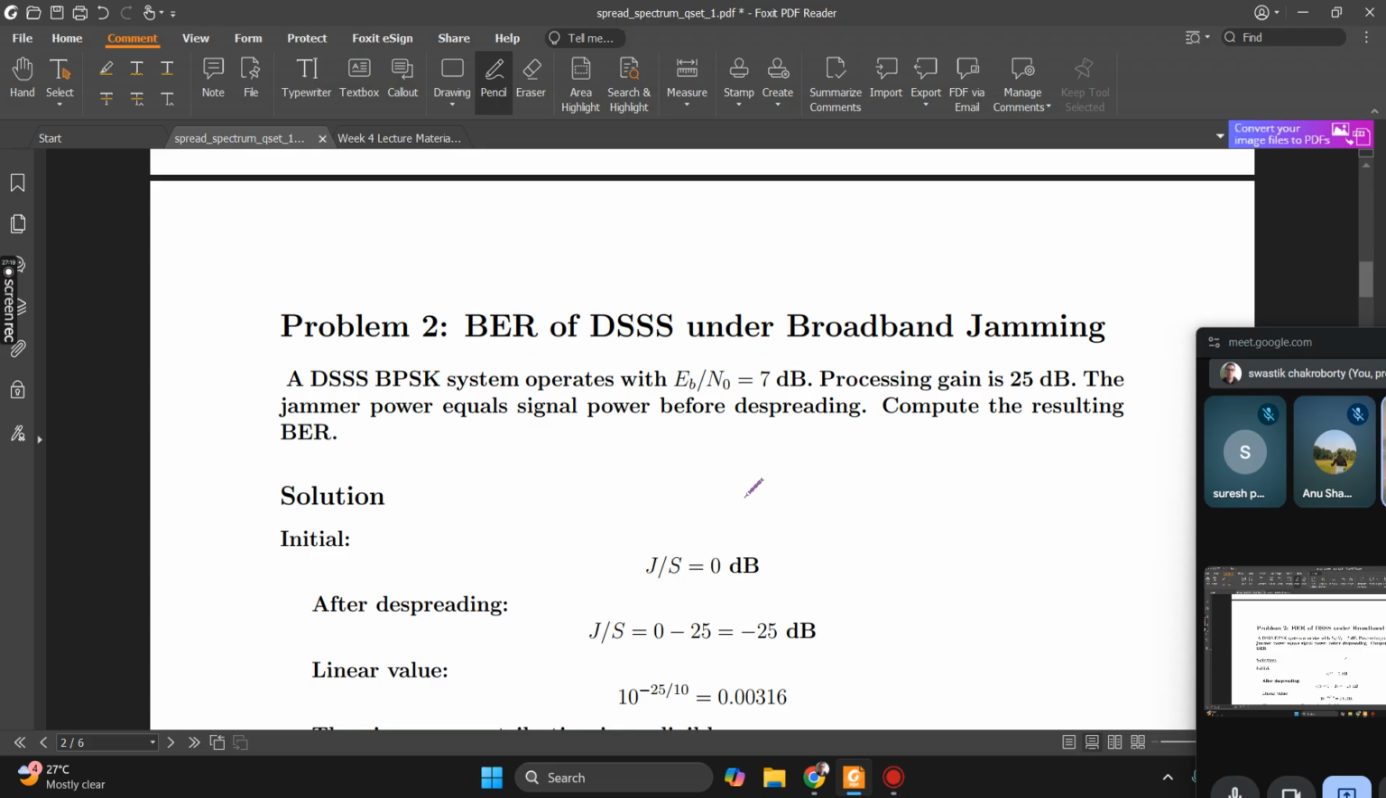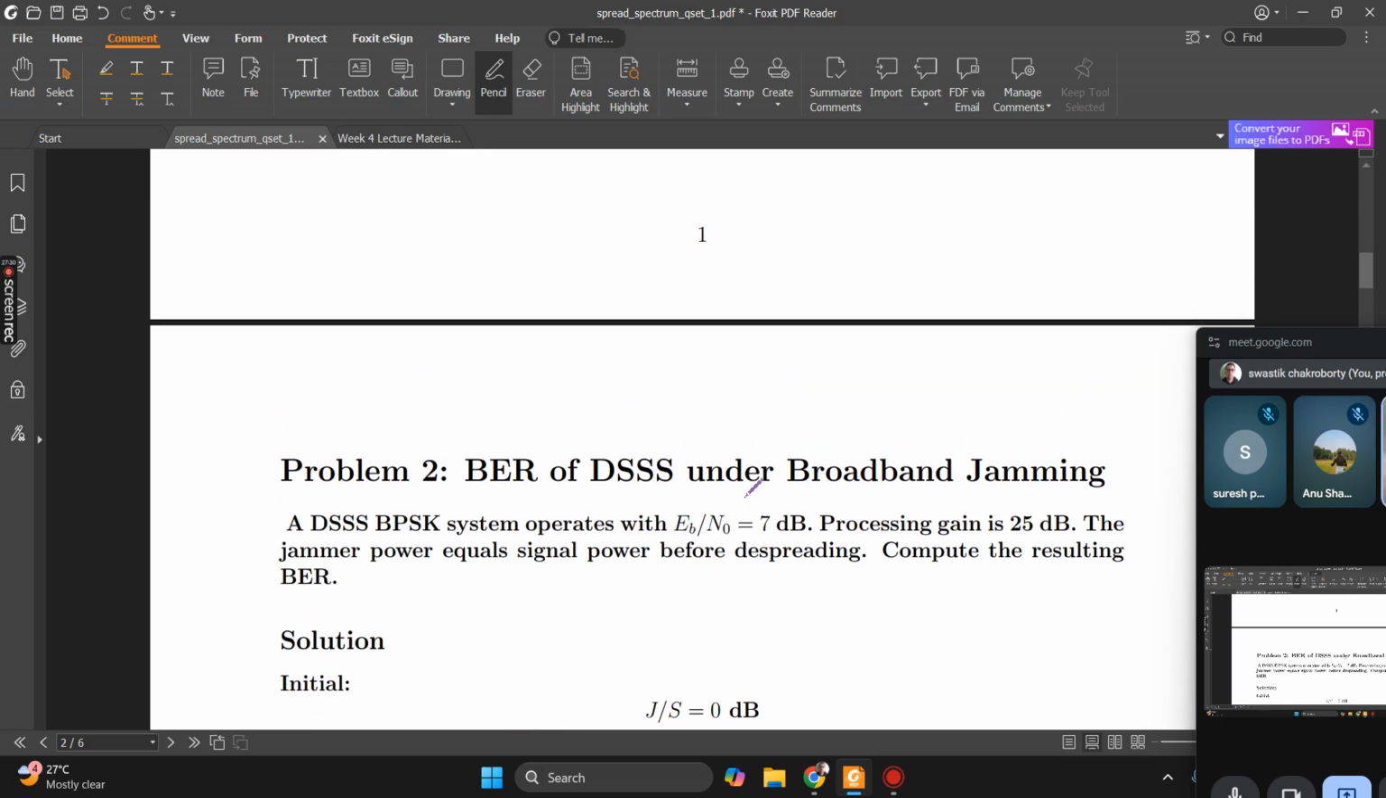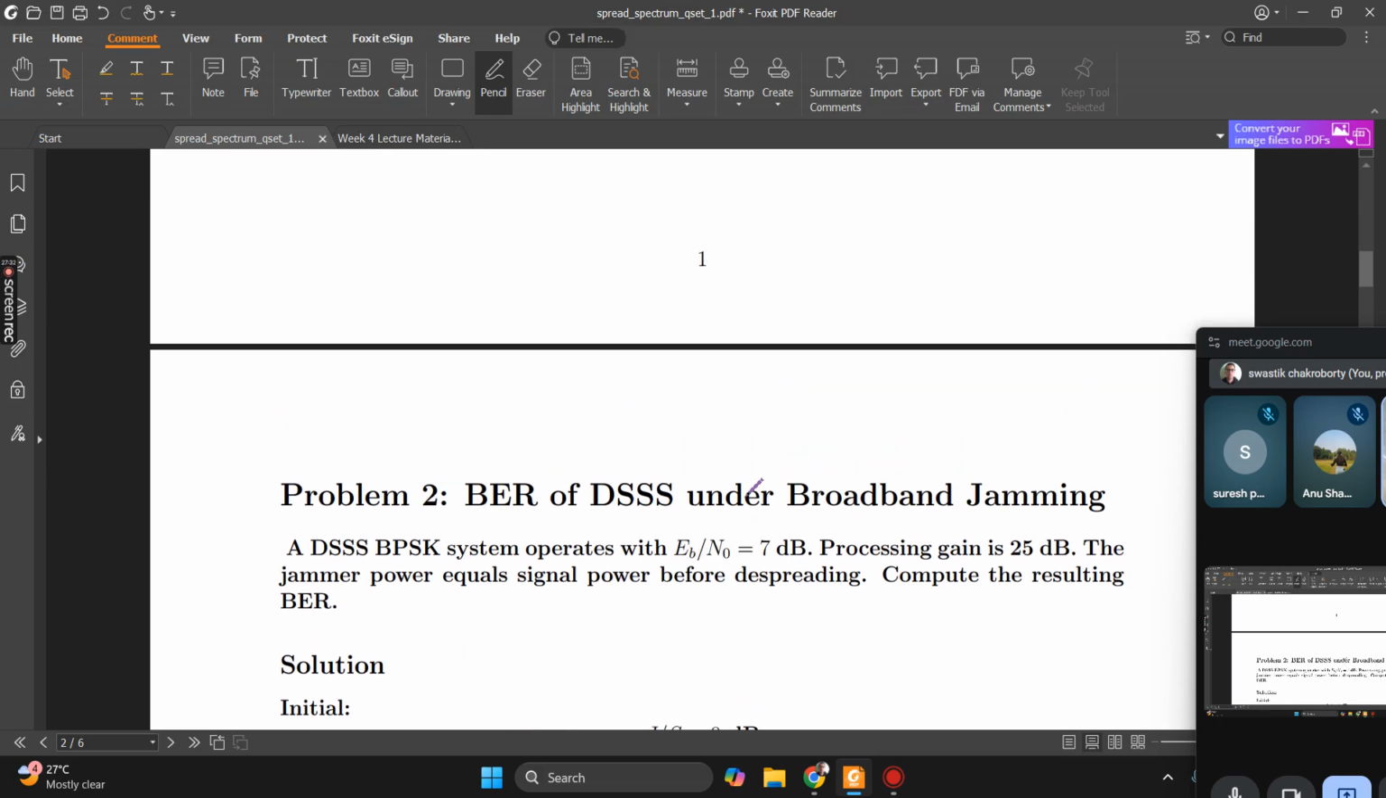Okay, and next is a DSSS BPSK system that operates with Eb/N0 equal to 7 dB and processing gain is 25 dB. The jammer power equals signal power before despreading. Compute the resulting BER. So DSSS BPSK is there. The Eb/N0 is 7 dB and the processing gain is 25 dB. The jammer power equals the signal power. So J/S.